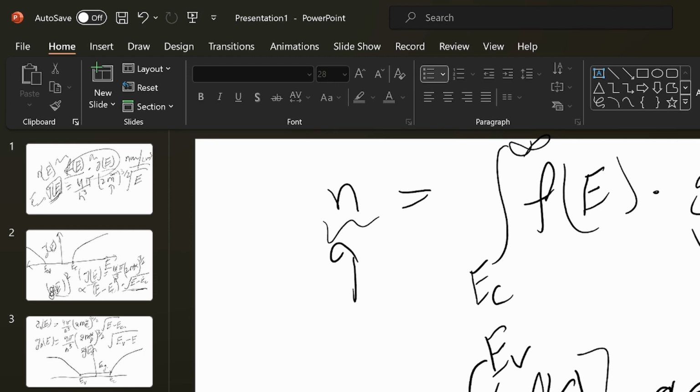F(E) was the probability of finding an electron. What will 1 minus F(E) be? It is the vacancy, the probability of not finding an electron. That is the hole, so a hole is nothing but a vacancy of the electron. That's why we take 1 minus F(E). By solving these two equations, we can find n and p, the number of electrons and holes in a semiconductor.